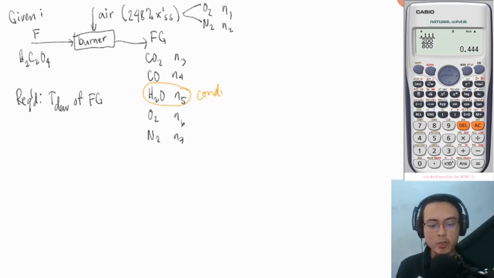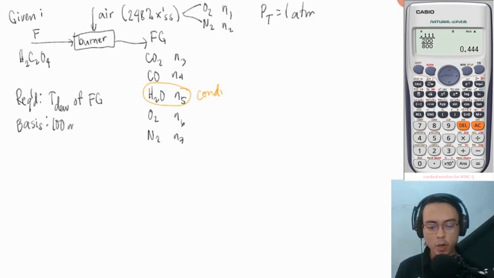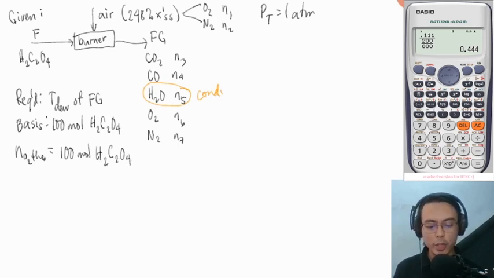So it's burned at atmospheric pressure. So we say that the total pressure is 1 atmosphere. The first approach to this is you solve this as a regular combustion problem. Basis, 100 moles of oxalic acid. Okay? Next, O2 theoretical. We assume that all of the oxalic acid is combusted completely without regard to how much CO2 or CO is formed.